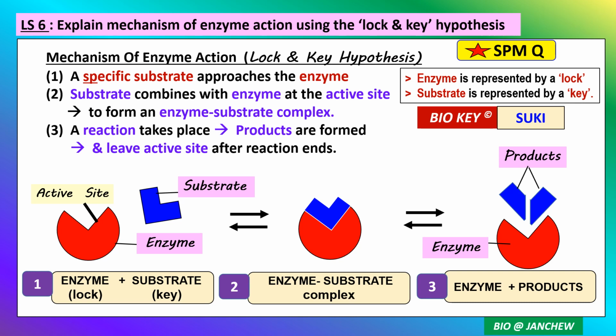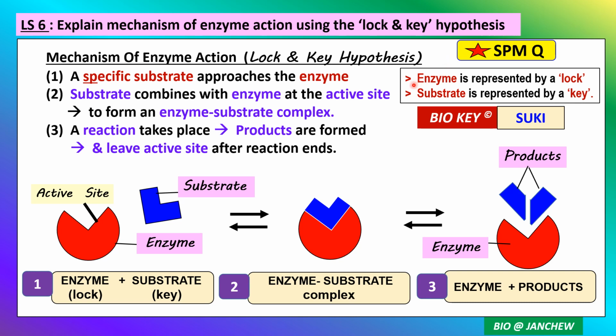Let us now discuss the lock and key hypothesis. So, learning standard number 6: Explain the mechanism of enzyme action using the lock and key hypothesis. What is this lock and key hypothesis? It is just a proposal or an explanation given by a scientist long ago about how enzymes function, how they act. So it's called the mechanism of enzyme action according to the lock and key hypothesis. Alright, so this part is quite important for SPM, for the structured question, essay question, even the objective questions.